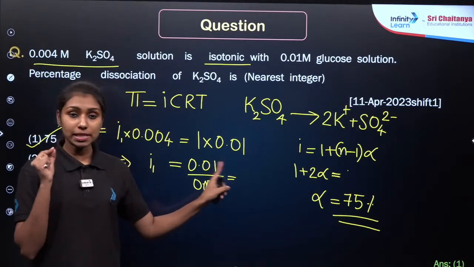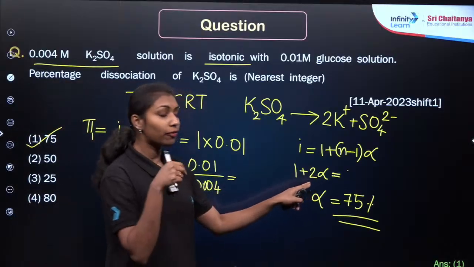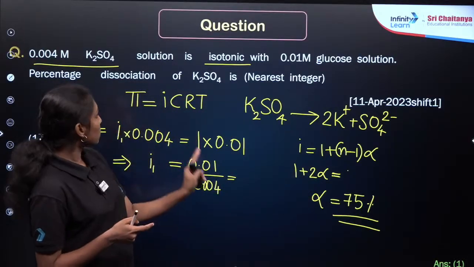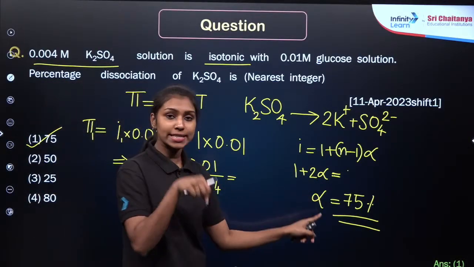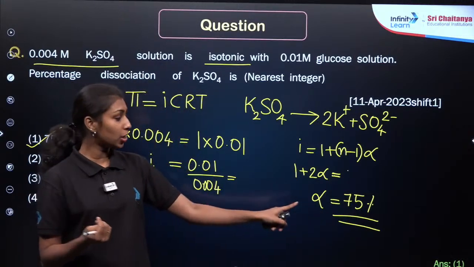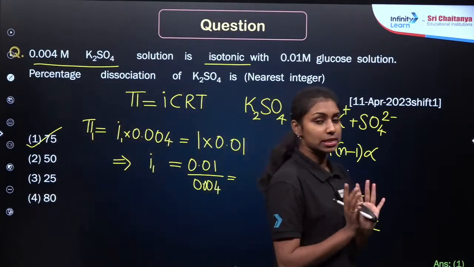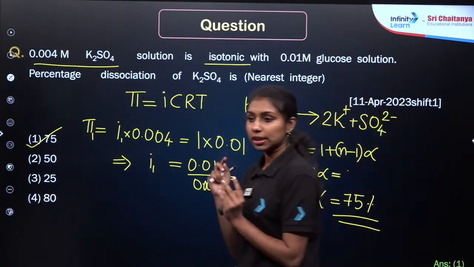Try to solve this. You will get an answer that will be equal to 1 plus 2 alpha. If you solve here, alpha is the degree of dissociation, and you will get the answer around 0.75. If you multiply it by 100, you will get the percentage around 75%. I hope you got the correct answer here.